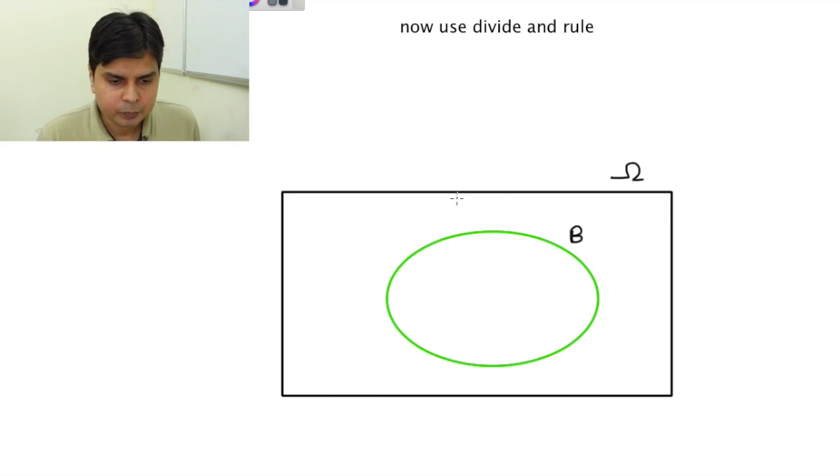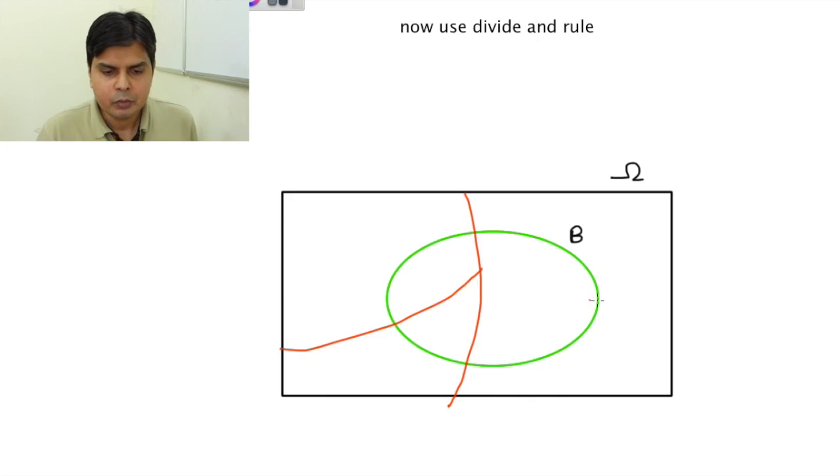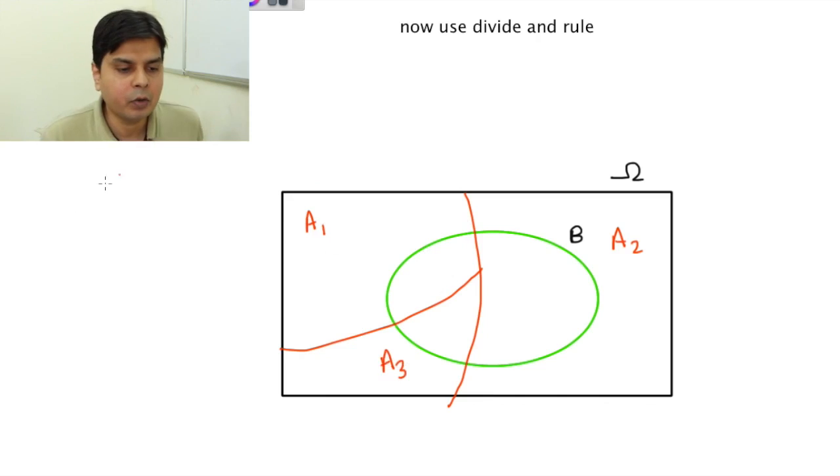So I will divide my sample space like this, and it may be like this. Effectively, I have divided my sample space into three parts. This part is A1, this part is A2, this part is A3. This division of the sample space is called a partition. Partition is a very technical term, at least when we are dealing with probability.